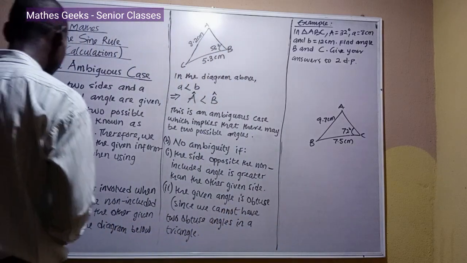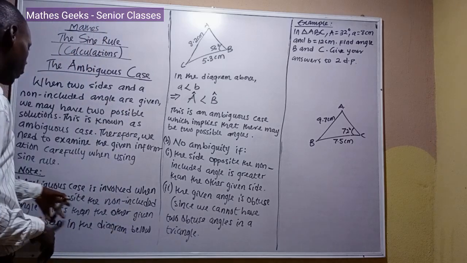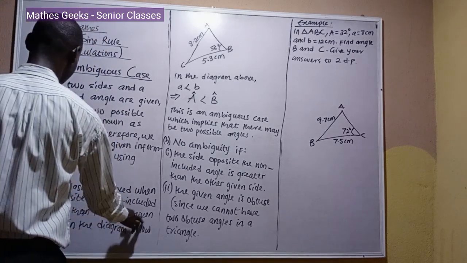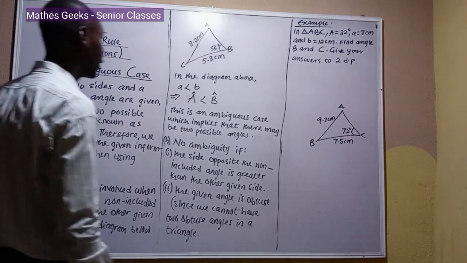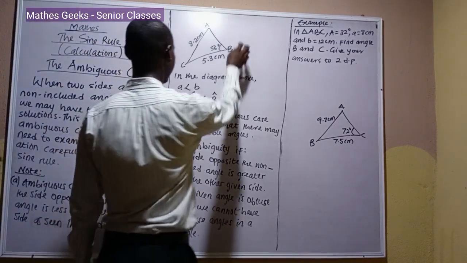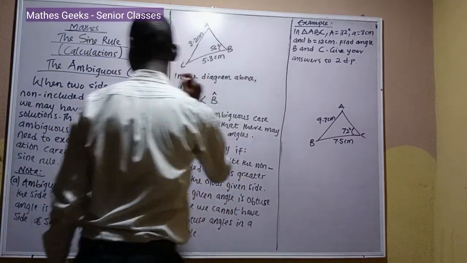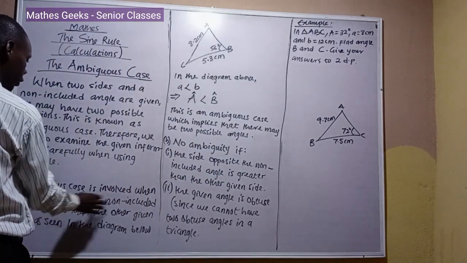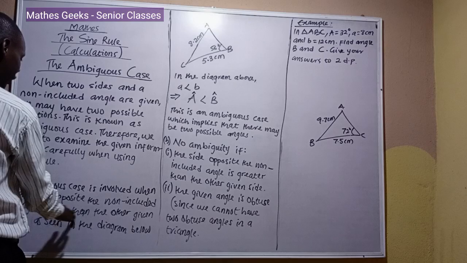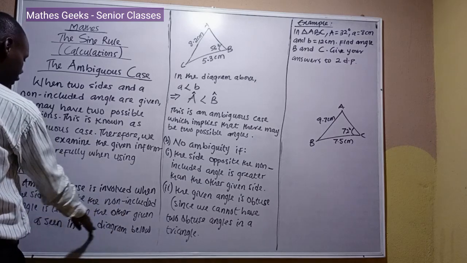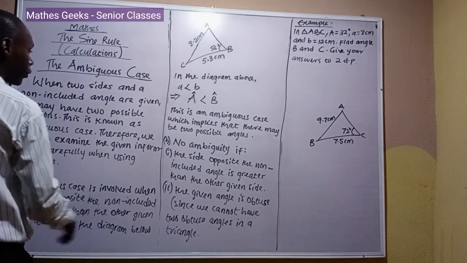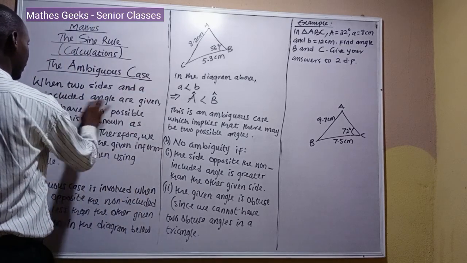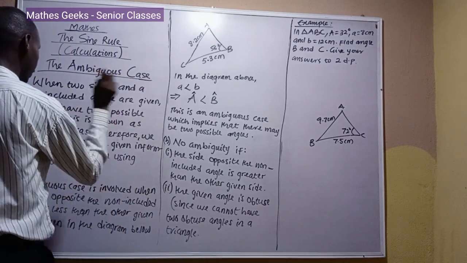It is so because the ambiguous case is involved when the side opposite the non-included angle is less than the other given side, as seen in the diagram below. So this is a note, but generally, when two sides and a non-included angle are given, we may have two possible solutions.